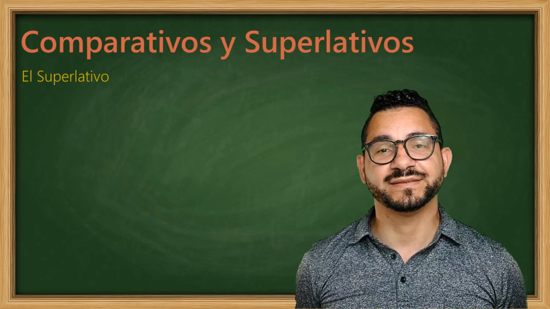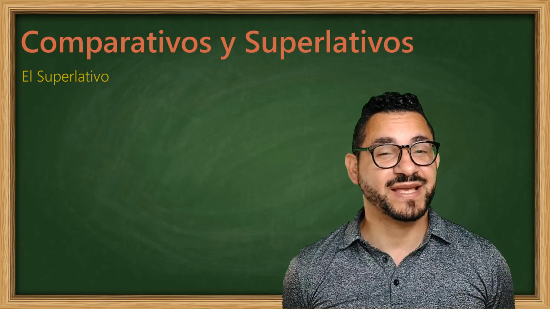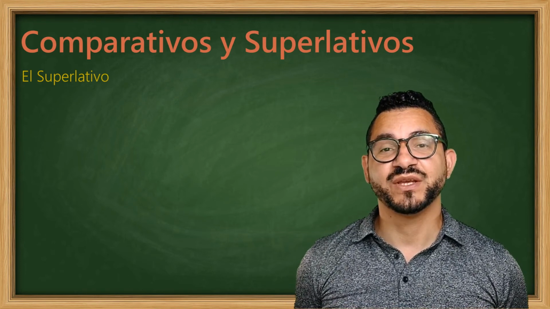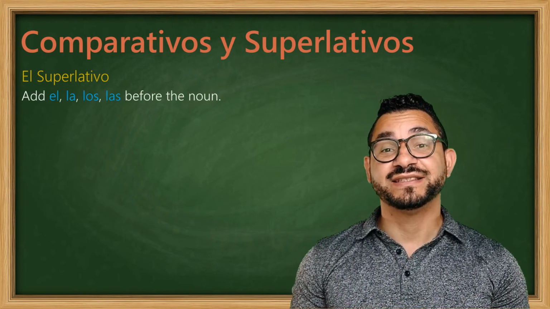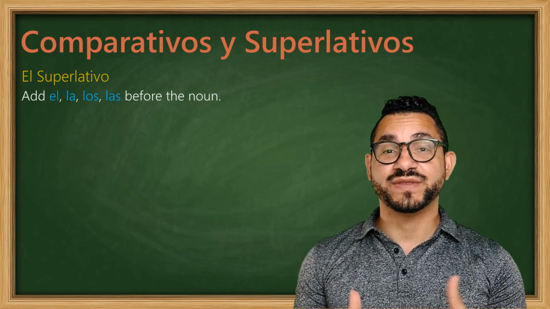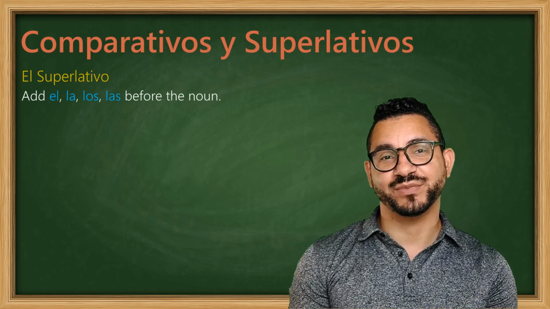One last thing. Let's talk about superlatives in Spanish. Expressing the superlative in Spanish is very easy. We just have to add the definite article el, la, los, las before the noun. Let me give you some examples.